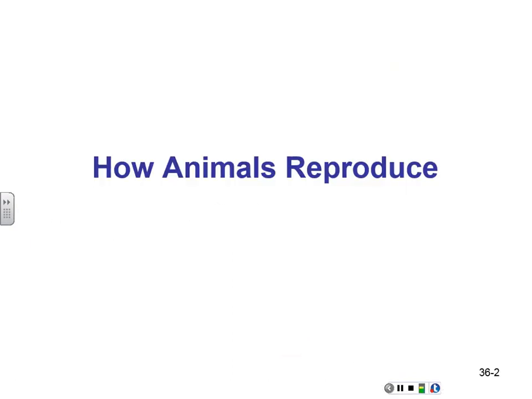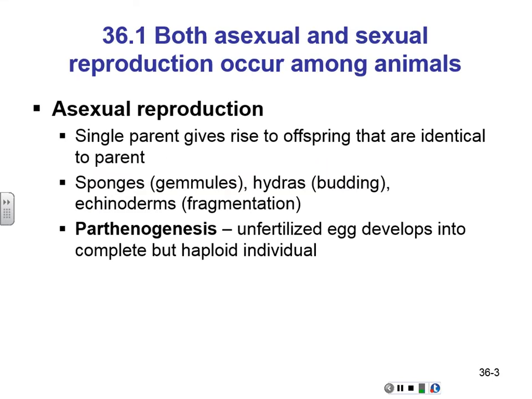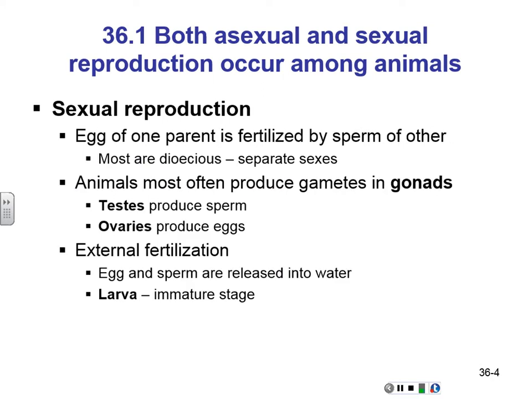We need to talk a little bit about how animals reproduce, and we need to look at male and female anatomy. So first, I've already mentioned asexual reproduction, if you have a single parent that gives rise to offspring that are identical. And then we have sexual reproduction, where we're usually talking about testes and ovaries that are producing egg and sperm. And remember, this is meiosis. These are the places that meiosis is occurring.